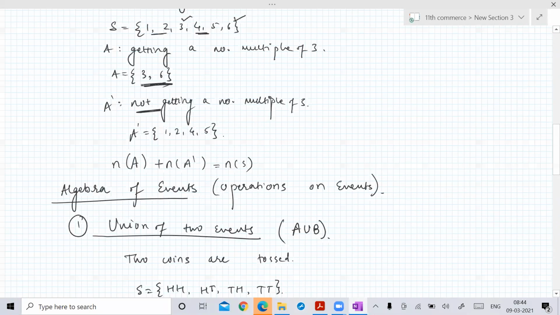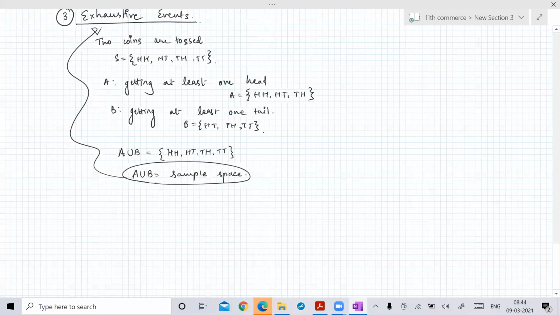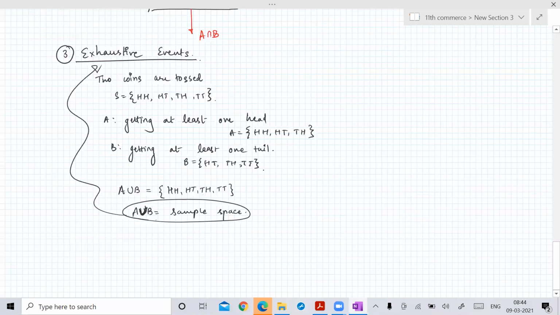And here I am operating on the events. I am taking the operation on two events. Here I'm taking the union operation. So the union is equal to what? The sample space. And that is why these two events are called exhaustive events. So this type is based on operations on two events. So whenever you say that two events are exhaustive, you should take the operation of union first, and then you can decide whether these two events are exhaustive or not. So the exhaustive events concept is applicable for two events, not for a single event.